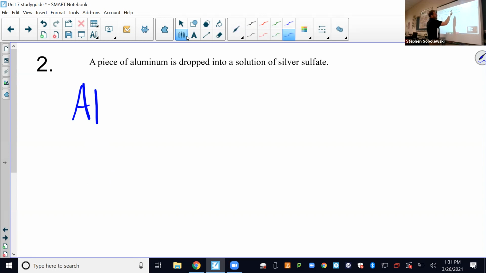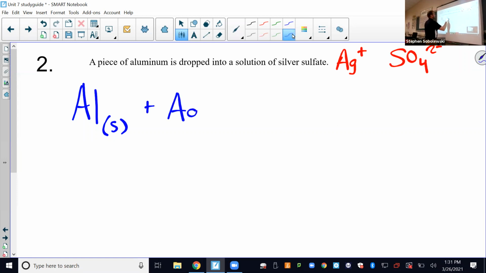Now, in terms of states, we said that if the state is given or implied, put the symbol. And when I say a piece of aluminum, I think we all know I mean a solid piece. If it were liquid or gas, I wouldn't call it a piece of. All right, it's dropped into a solution of silver sulfate. So silver is Ag, which has a charge of plus. Sulfate is SO4, which has a charge of 2 minus. You're going to need 2 silvers and 1 sulfate. So Ag2SO4. No parentheses around the sulfate because there's only one of them. And I tell you it's a solution of, so that's aqueous.